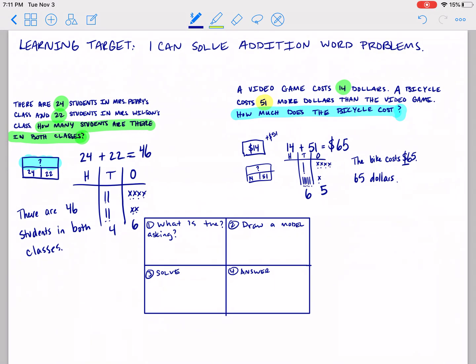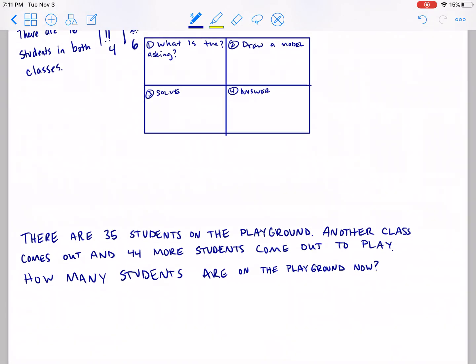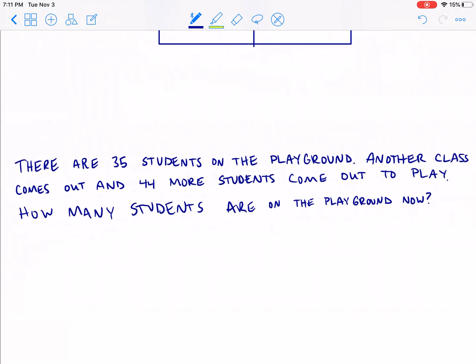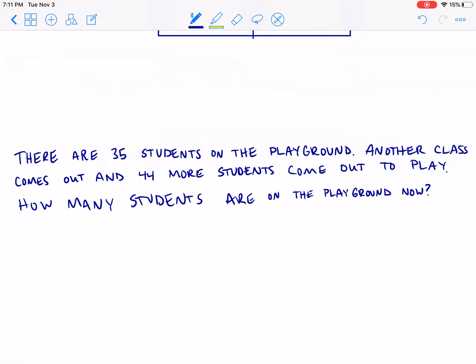Now the last one I'm going to read and get started for you, but you're going to solve this one on your own. There are 35 students on the playground. Another class comes out and 44 more students come out to play. How many students are on the playground now? I'm going to read it again. There are 35 students on the playground. Another class comes out and 44 more students come out to play. How many students are on the playground now? So this is the question we are answering. I want you all to set up and solve this on your own and answer in the form.